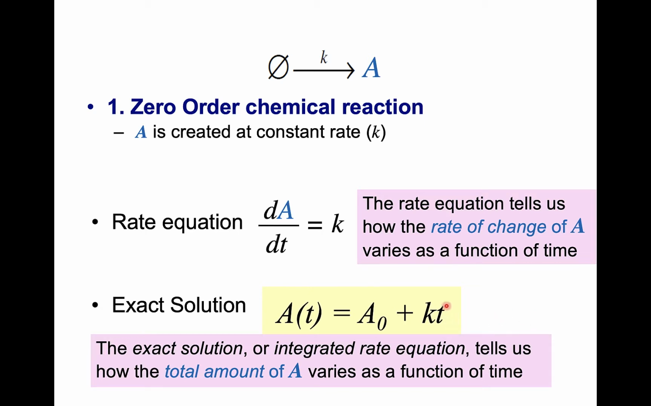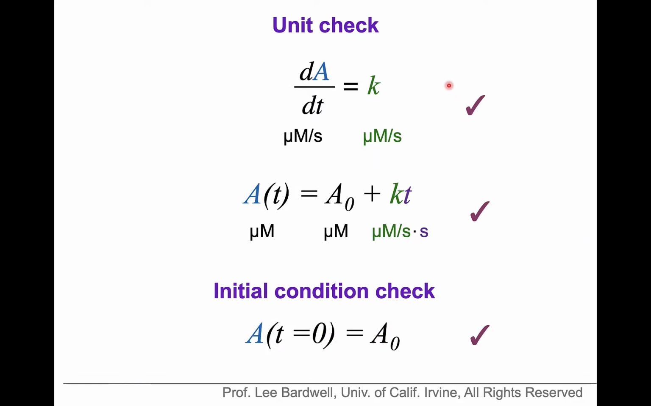For example, we can plug in different values of t, or different values of A naught, and make sure that it makes sense. We can also check that the units balance. So we know that dA/dt is going to be in amount per time. Here I'm using micromolar, which is a concentration, per second.